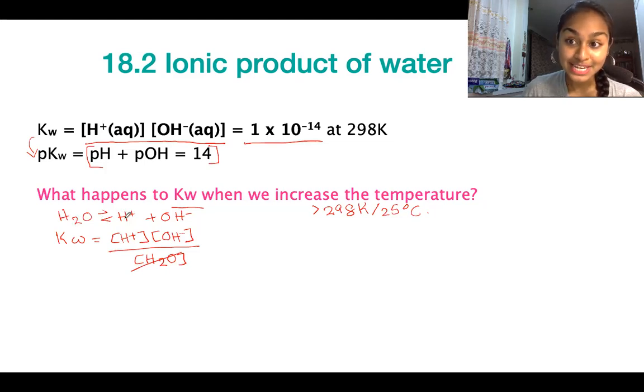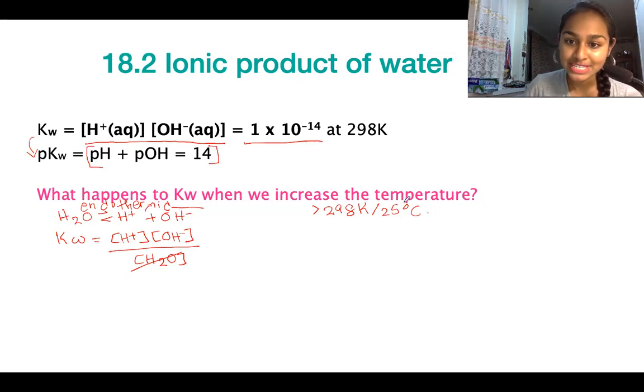It's a dissociation reaction, so we're breaking bonds, and a little bit of information from topic 5: whenever we break bonds, that means we're putting in energy. It requires energy, and this means that this is an endothermic reaction. So this is going to be positive delta H.